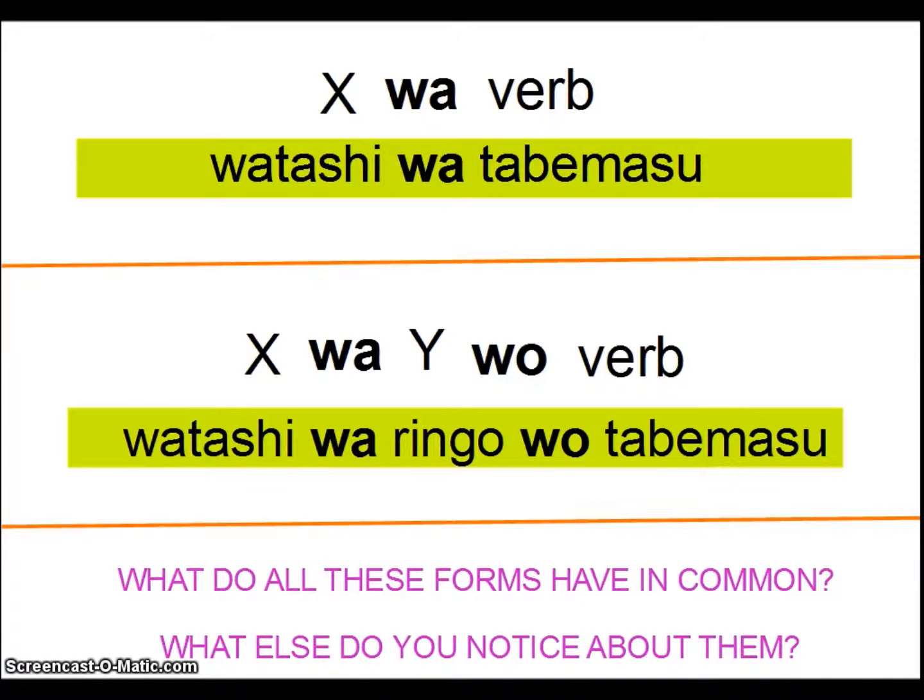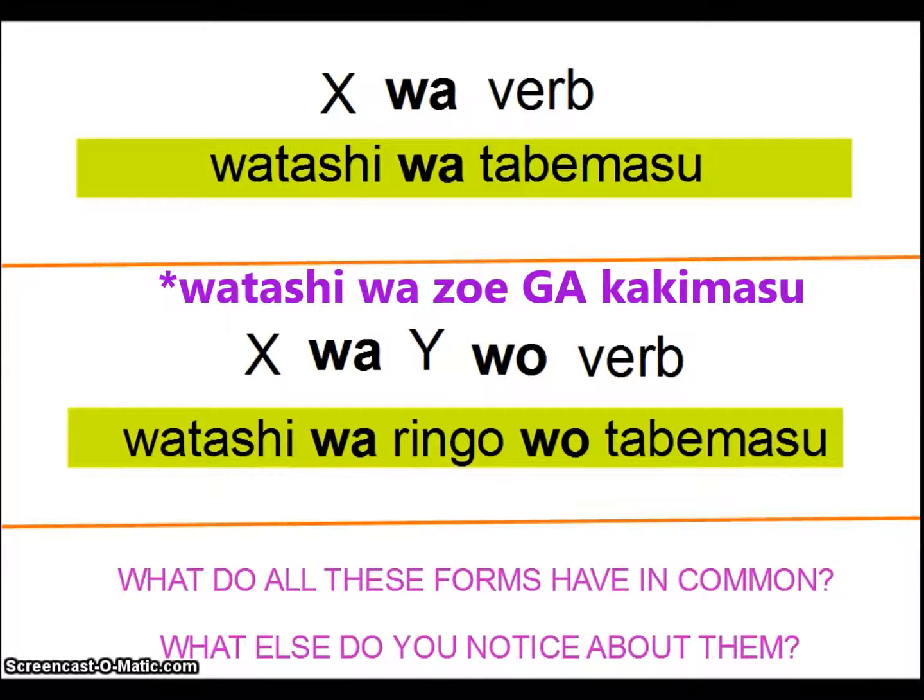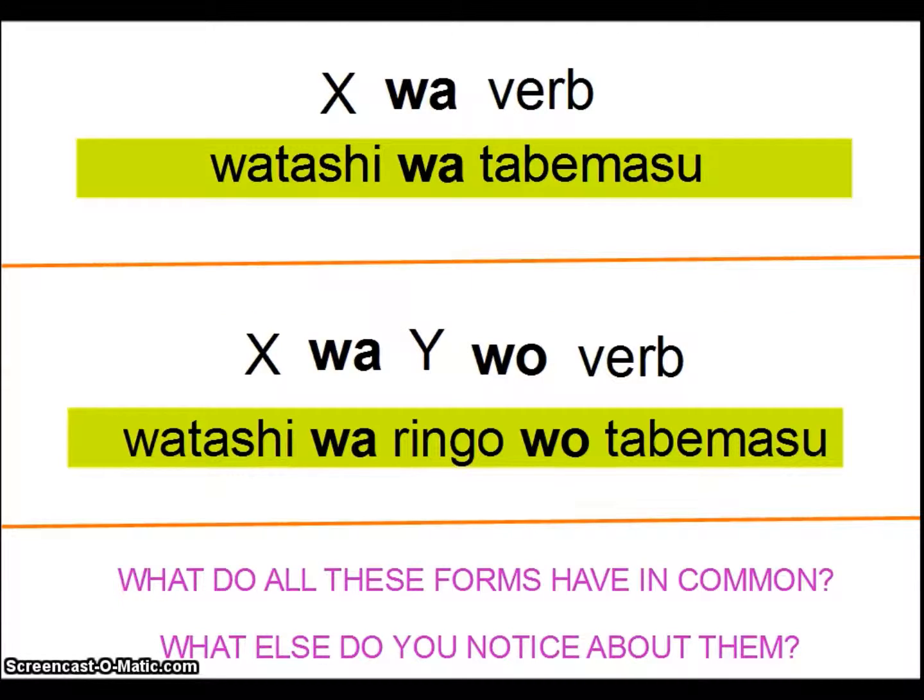And you can't even say, watashi wa Zoe ga kakimasu. A Japanese person wouldn't understand that. I mean, perhaps they might if they're used to the mistakes a foreigner would make, but in my experience, Japanese people take things very literally, and if they're not used to speaking with foreigners who make mistakes, they might not understand what that even is supposed to be.